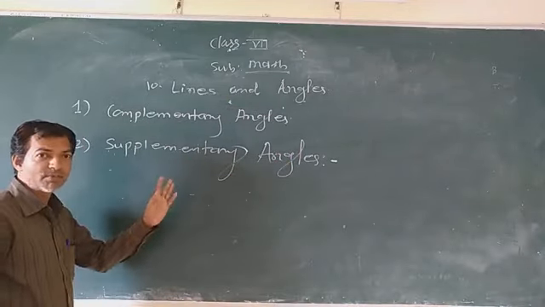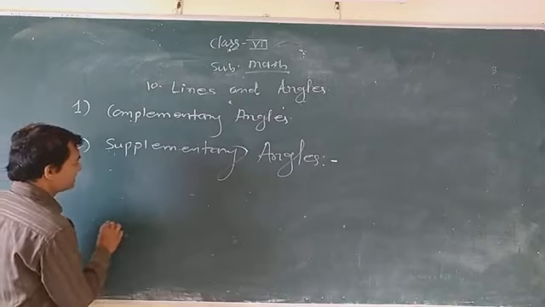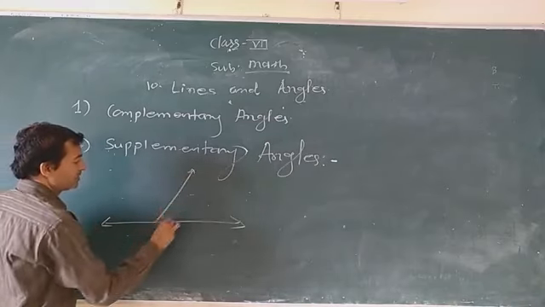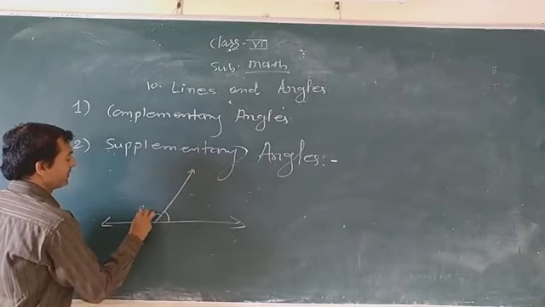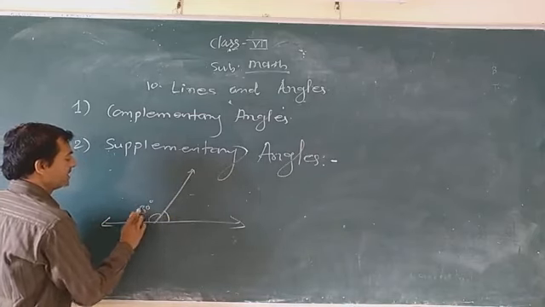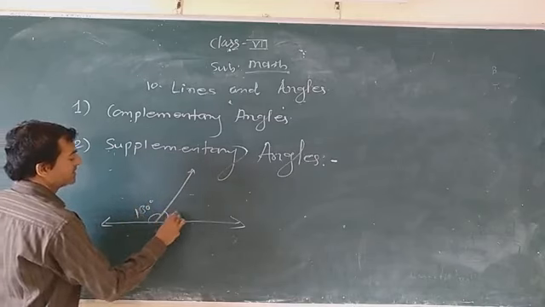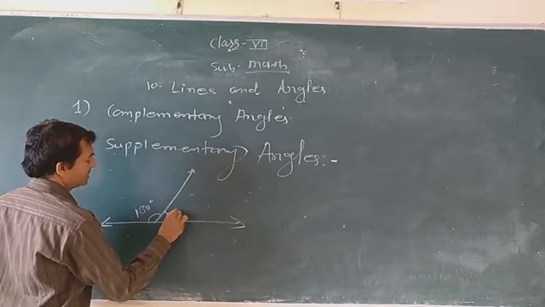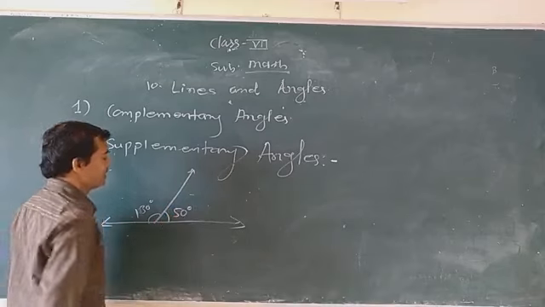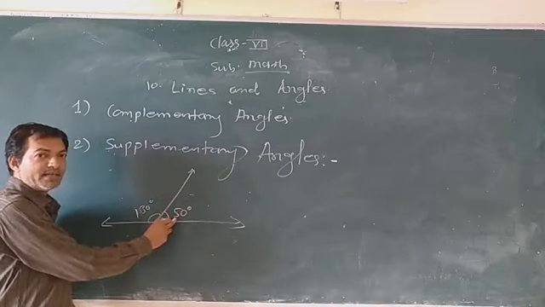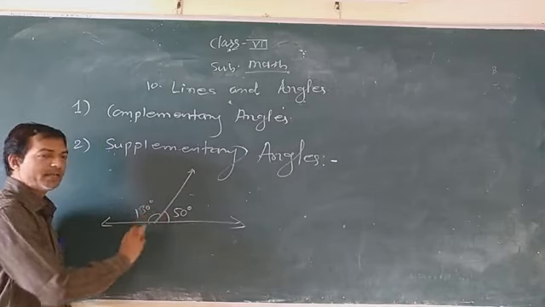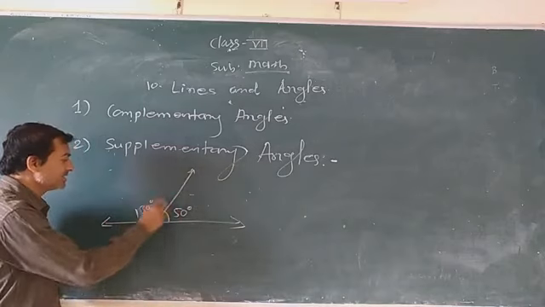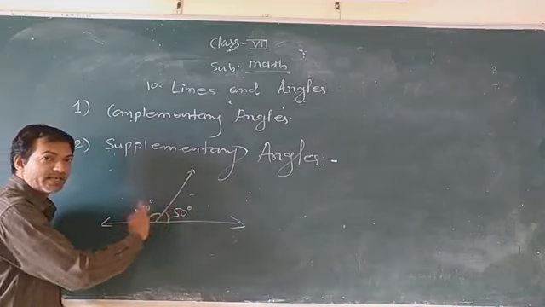Supplementary means the sum of two angles is 180 degrees, means this is one of the angles like this. Suppose if you draw, this is 130 degrees, and this is suppose 50 degrees. 130 degrees plus 50 degrees, how many? The sum of these two angles is what? 180 degrees. So that's why we can say that these two angles are supplementary angles.